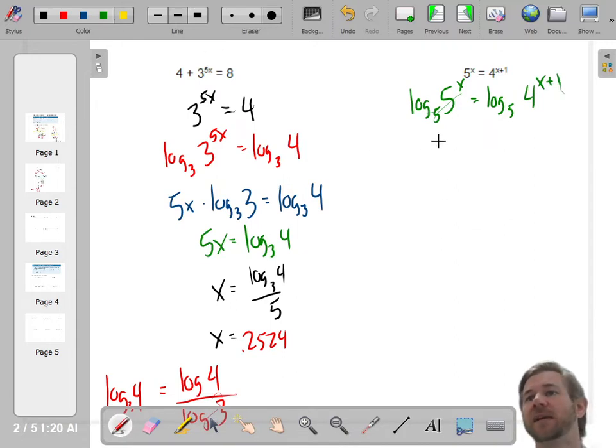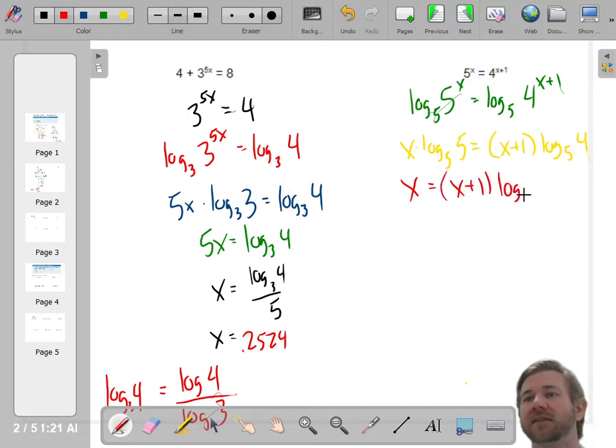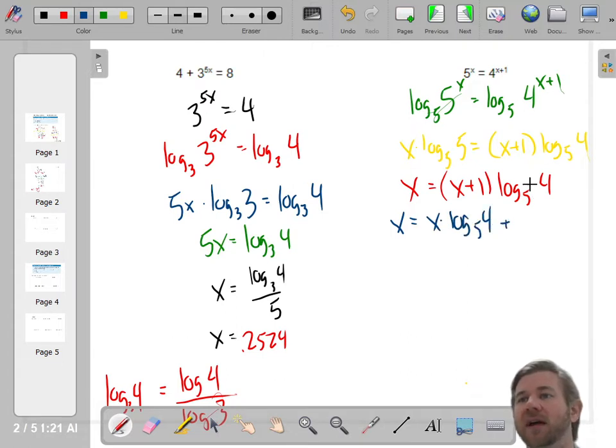So what that does for me is now I can bring this x down, and I have the base 5 log of 5, which is 1, and I'll bring this x plus 1 down and get the base 5 log of 4. So on the left side I have x, and on the right side I have x plus 1 times the base 5 log of 4. Now the trick to this is you have to distribute. I think I probably could have done this better had I gone the other way, but I'm going to finish it now. x equals, when I distribute, I have x times the base 5 log of 4 plus 1 times the base 5 log of 4.